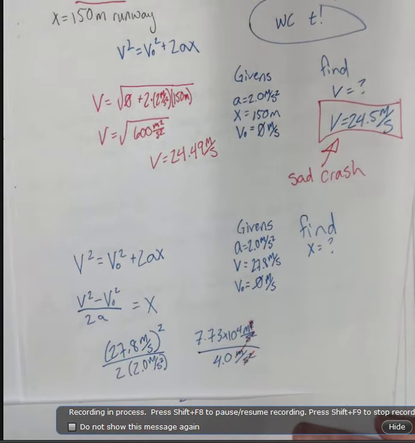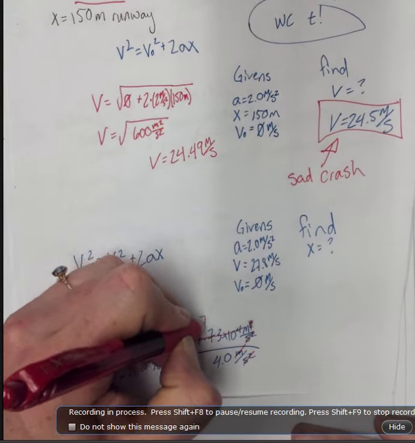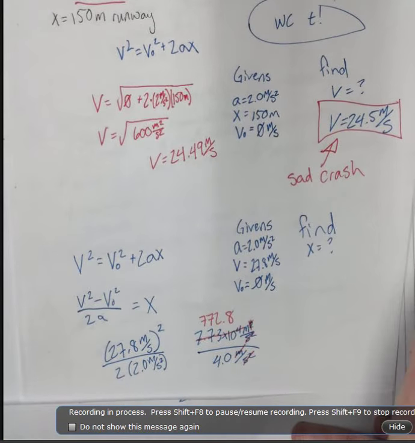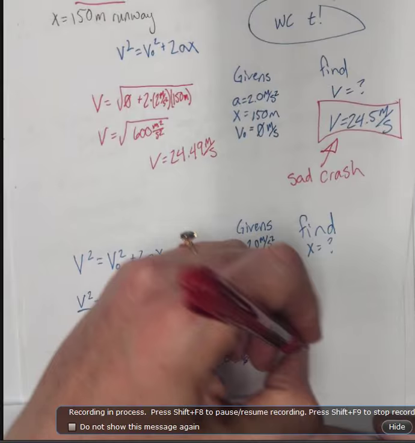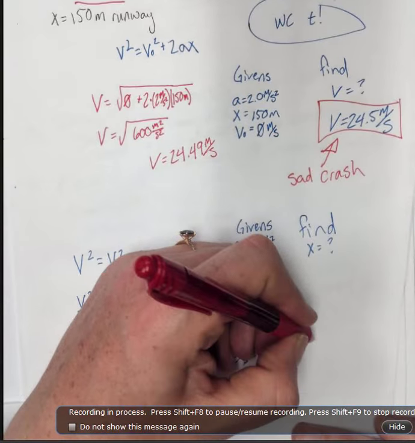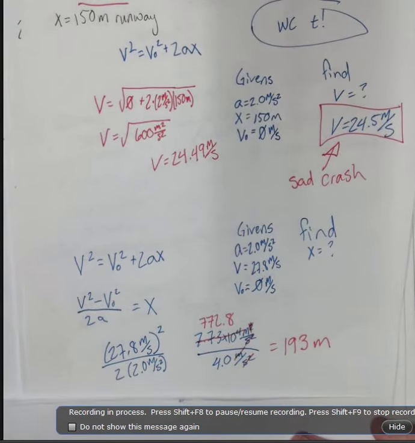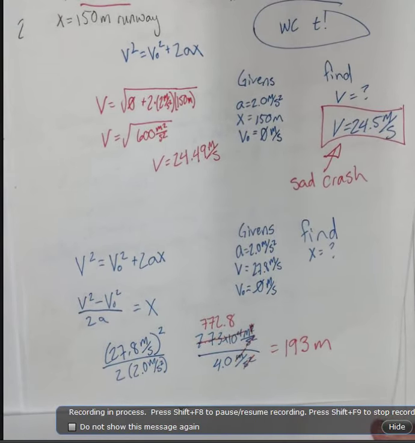So when we're done with this problem, we're going to end up with a value of, hold on, I need to re-crunch my numbers, 27.8 squared. I did something funky here. This number should have been 772.8. Forgive my maths. So we divide that by 4, and we end up with a value of 193 meters. That's what our minimum length is going to be.